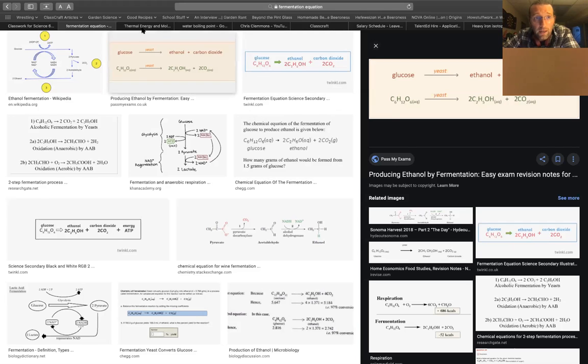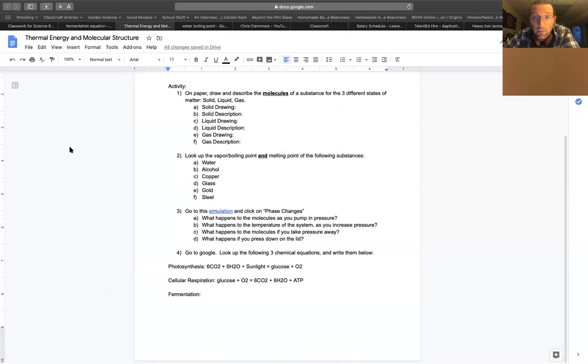That right there kind of covers your thermal energy and molecular structure assignment. So you guys now have all the answers for that. You should be able to get it knocked out if you haven't yet. Let's go on ahead and move on.